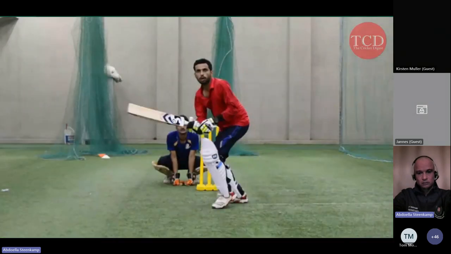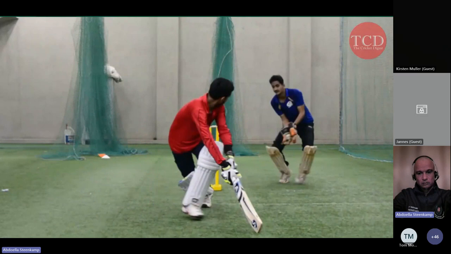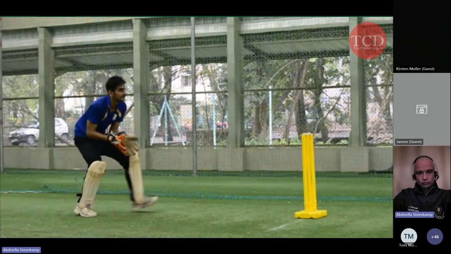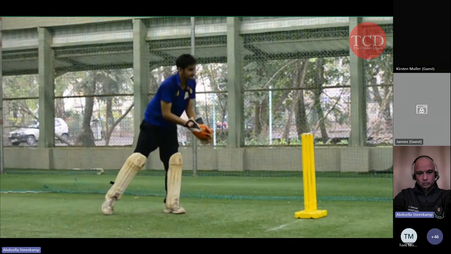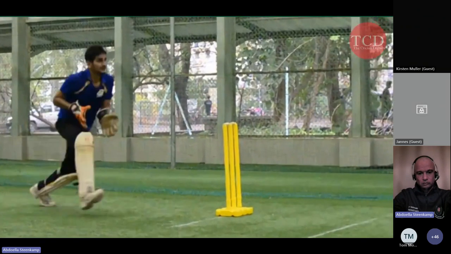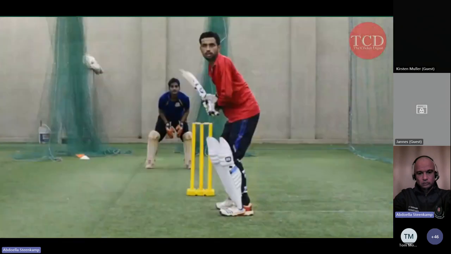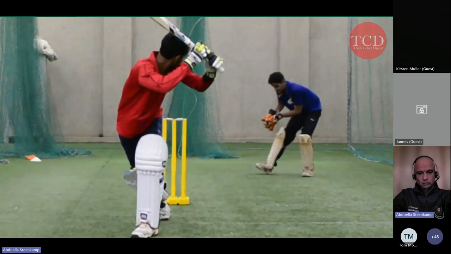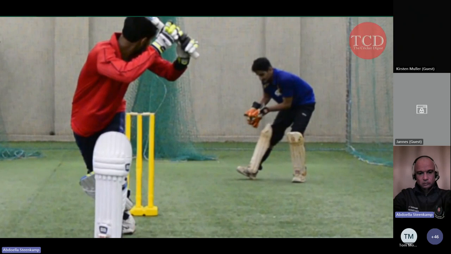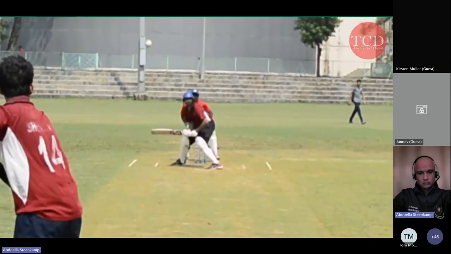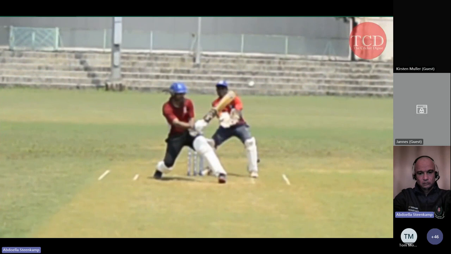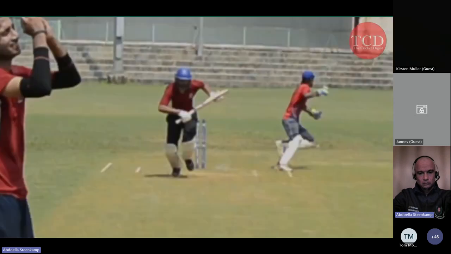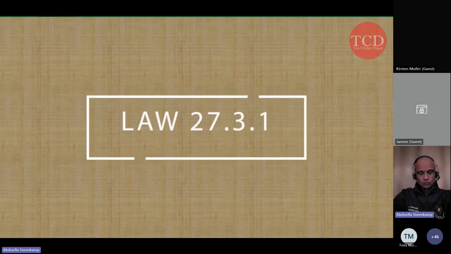However, he is allowed to make certain movements. Let's take a look at them. He is allowed to move a few steps forward for a slower delivery, but doing so should not bring the stumps in his reach. He is allowed to move laterally, like this wicketkeeper, in response to the direction in which the ball has been delivered. He is allowed to move in response to the stroke that the striker is playing, like this wicketkeeper does, but he has to make sure that he follows the law 27.3.1. Let's see what exactly that law is.